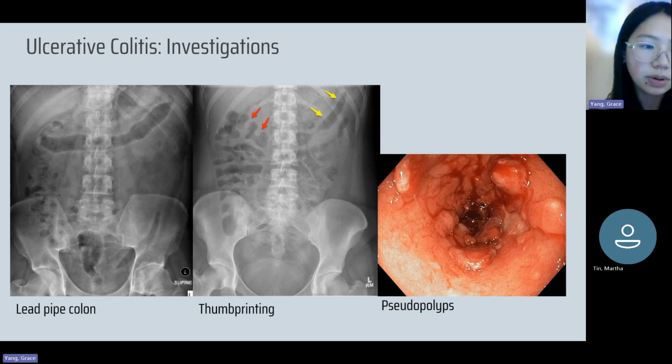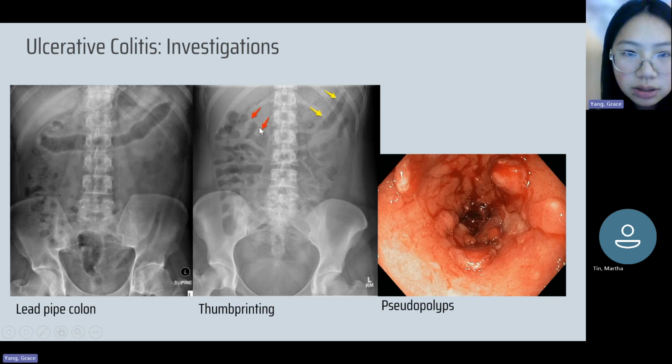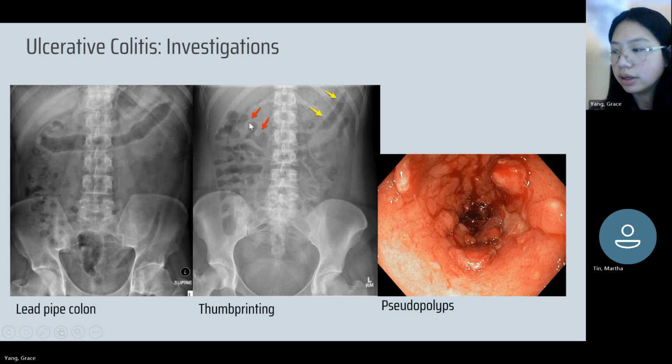This is a lead pipe colon on the left here, and the thumb printing, if you can see this little sticking out thing, is a sign of the inflammation of the bowel. Yeah, and here are the pseudopolyps on colonoscopy.